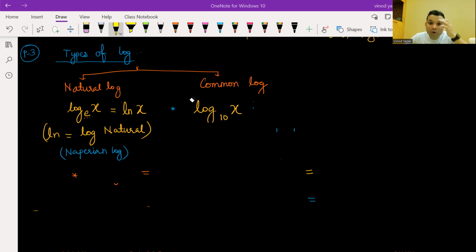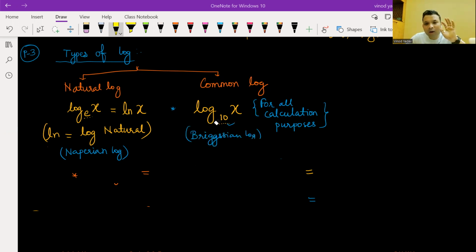Then common log means base is 10. Standard base is 10. So for all calculation purposes, we use this log. Base is 10. Also called as Briggsian log because Mr. Henry Briggs converted from base e to base 10. Your log tables, all the values are there, which are on the basis of base 10 only. So what is log 10 to the base 10? If you just see log 10 in calculation, by default you can assume base is 10.